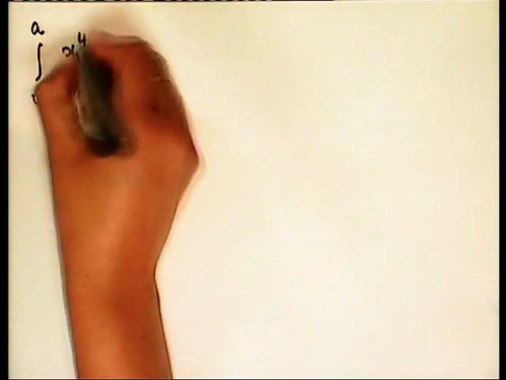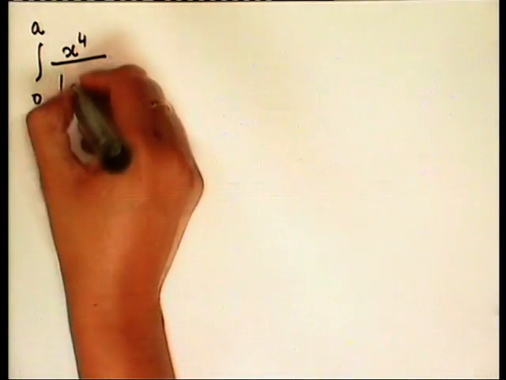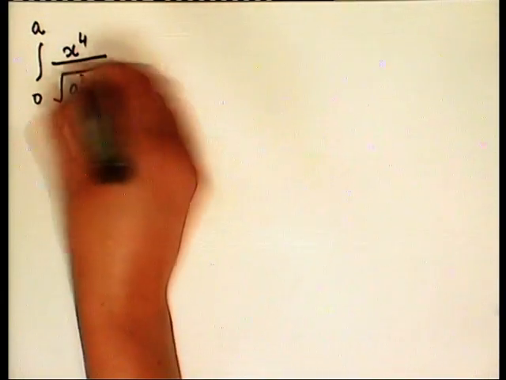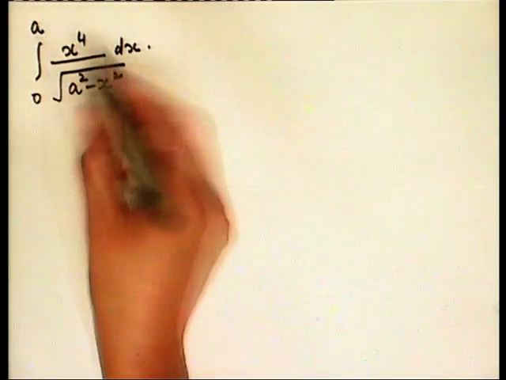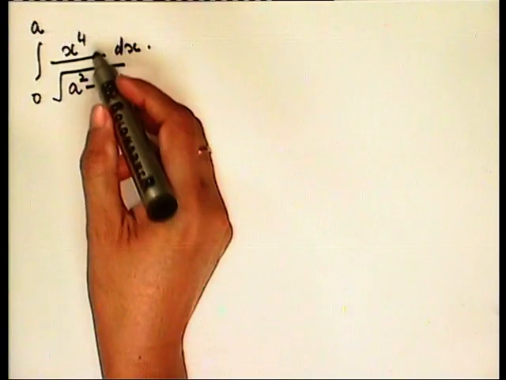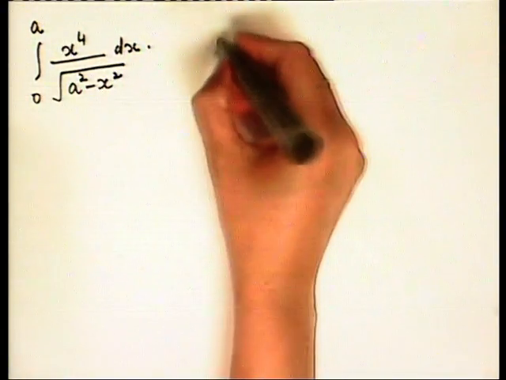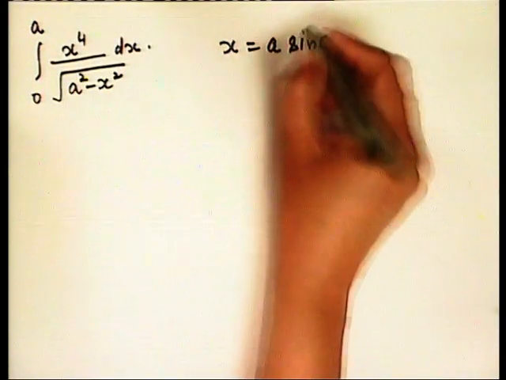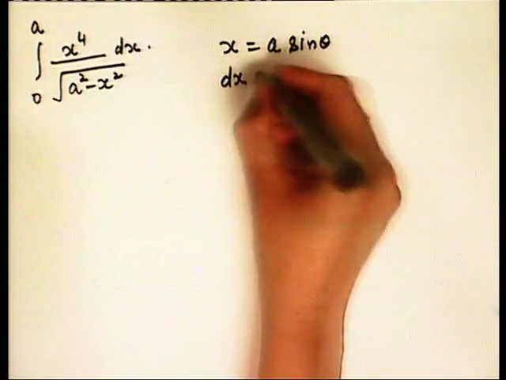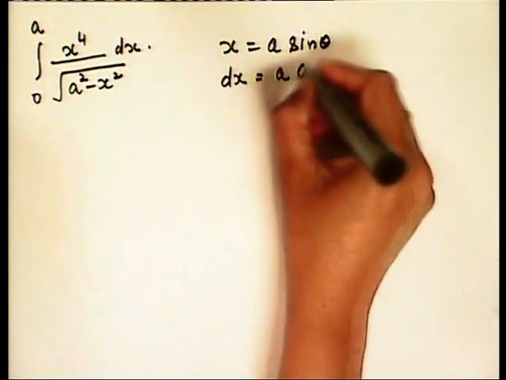Now next question: the integral with limits 0 to a of x raised to power 4 times the square root of a square minus x square, dx. First of all, we have to make the limits 0 to pi by 2, and put this in the form of sine or cosine x. Here we will put x equal to a sine theta. Differentiating with respect to theta, dx equals a cos theta d theta.